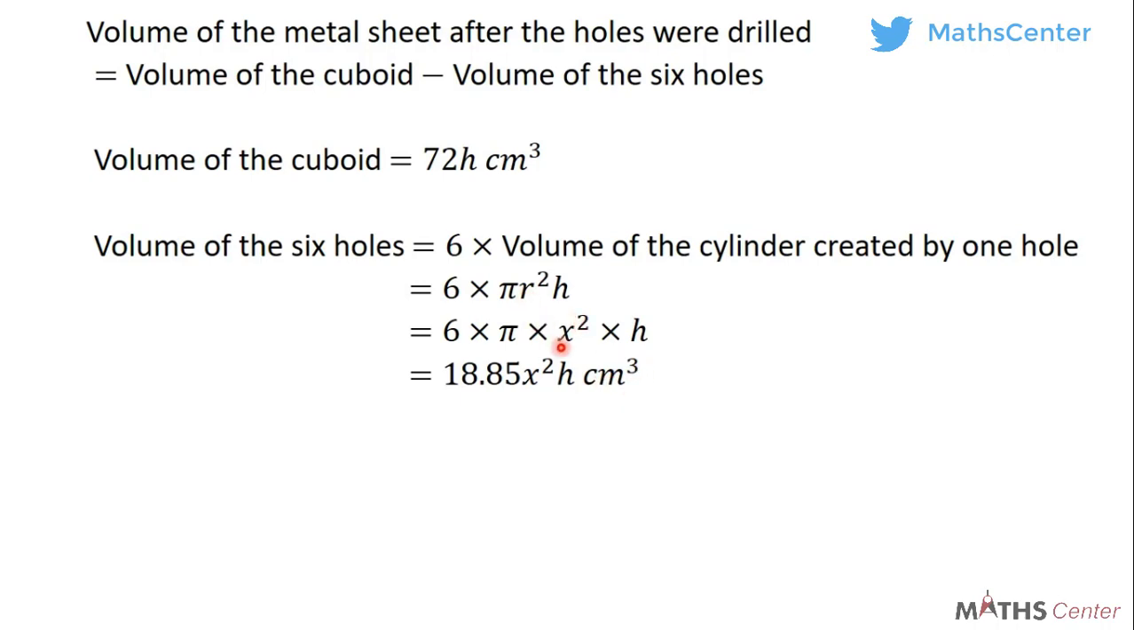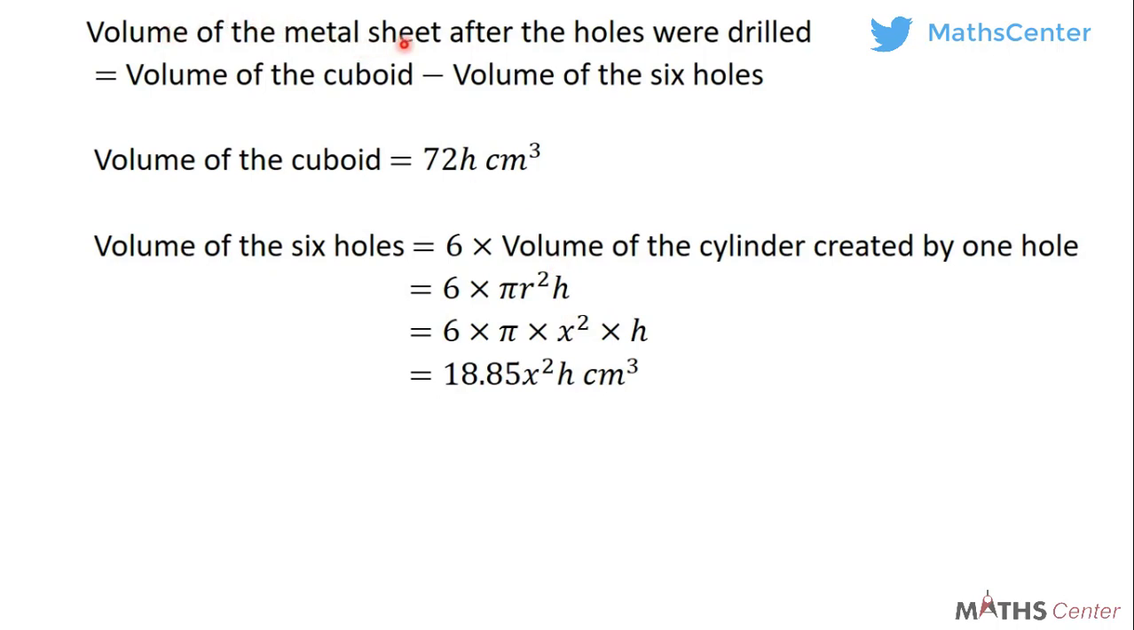So the radius was x. So you have 6 times pi times x squared times h. 6 times pi will give us 18.85. So you have 18.85 x squared h centimeters cube. Now this is the volume of the 6 holes.